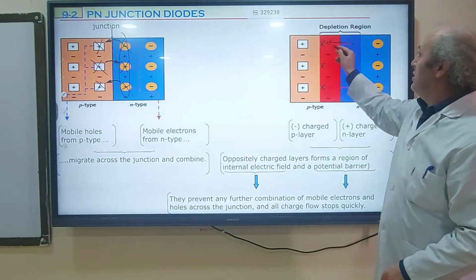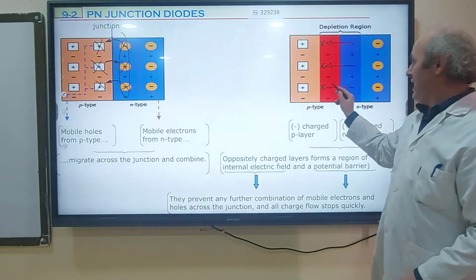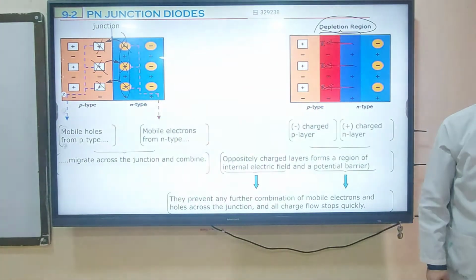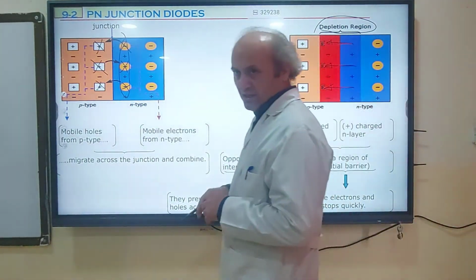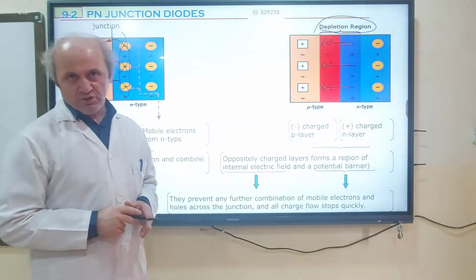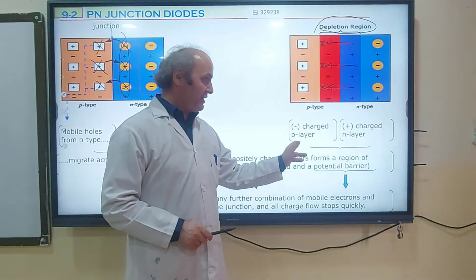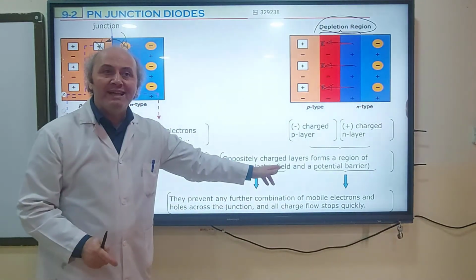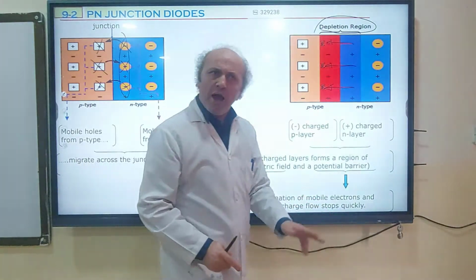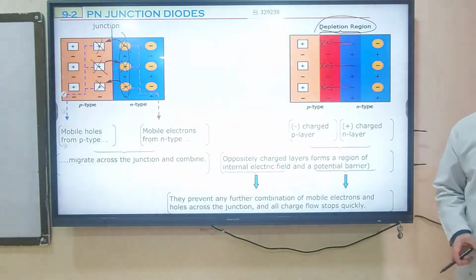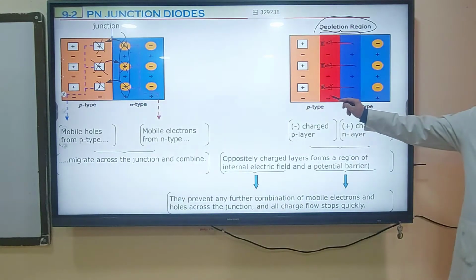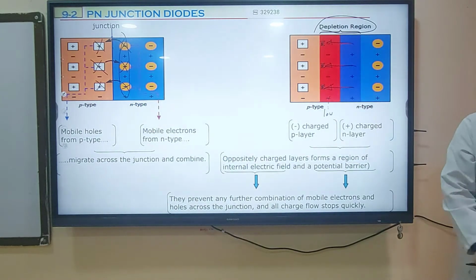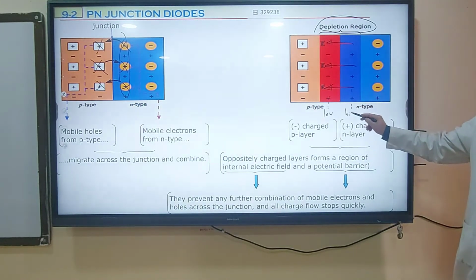Electric field forms. This region in which the electric field forms is called the depletion region. So the region in which the electric field is formed is called the depletion region. So the negatively charged p layer and the positively charged n layer form a region of internal electric field and also potential difference. Potential difference, because we know that the negatively charged layer will have a low potential, and the positively charged layer will have a high potential.